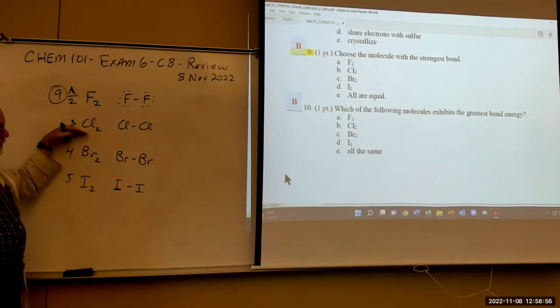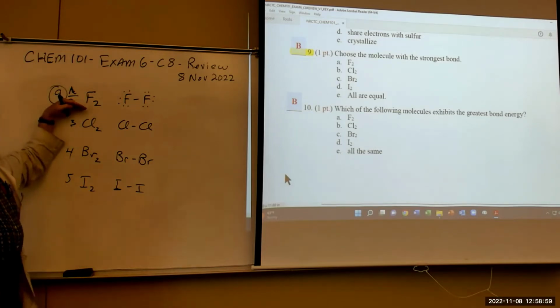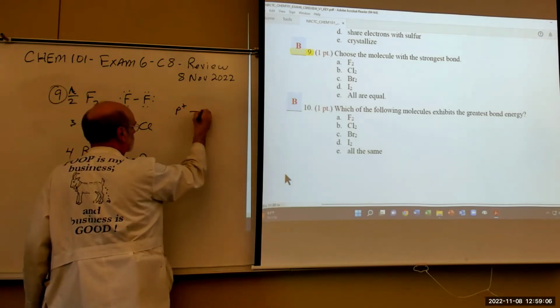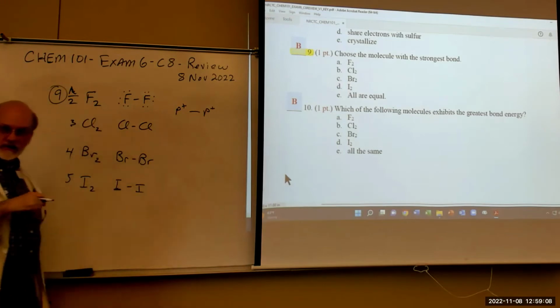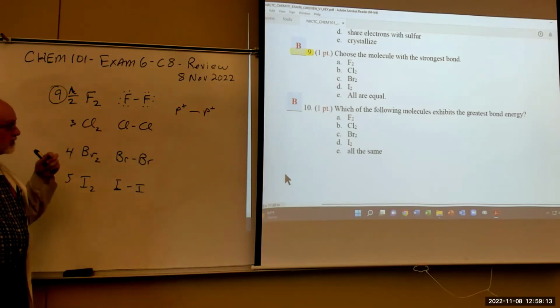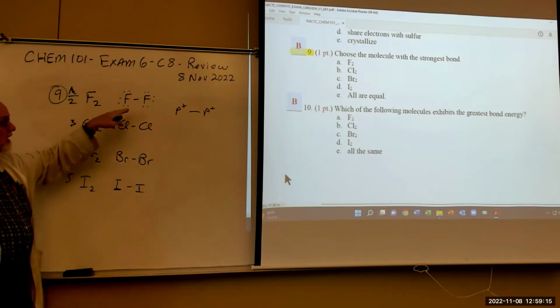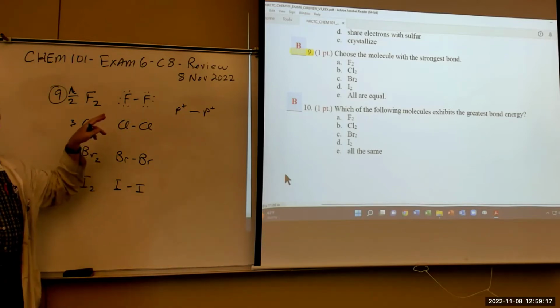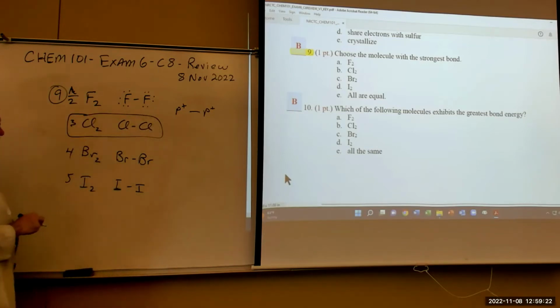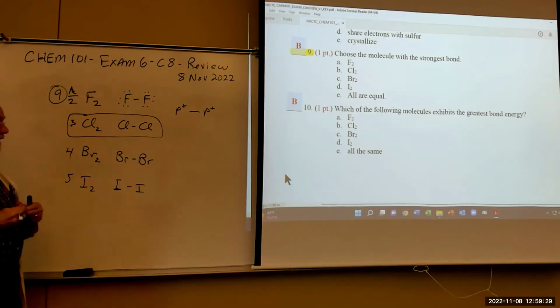And here's the anomaly. You would expect that one to be stronger because they're closer together. The problem is they're so close together that now you're getting proton-proton repulsion. Okay, the nuclei are pushing out against them because they're so close. So this is the strongest one of the group. And data proves it. We're just rationalizing it. Why is it that way?